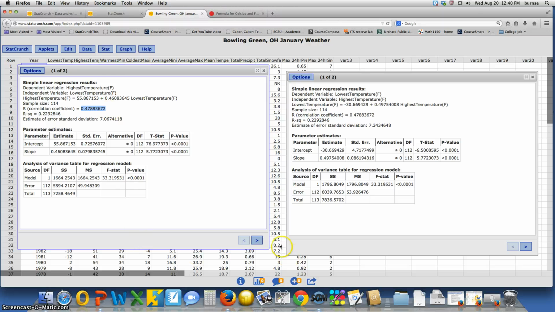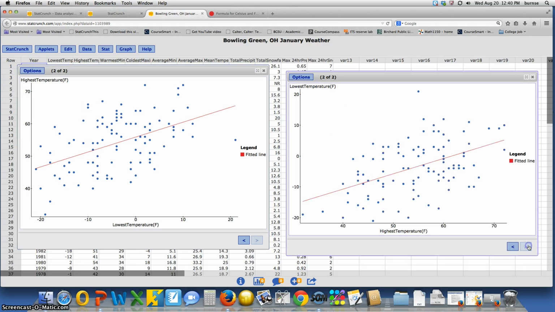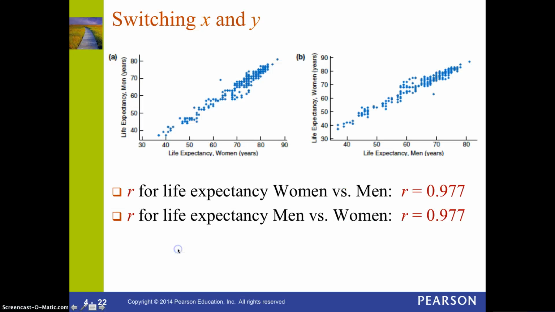Because if you think about what the graphs will look like, here's my 2 graphs. All I kind of did was turn my head sideways. It doesn't matter which is on the X or Y. The relationships of the points to each other will still be the same. So that's why the correlation still has to be the same regardless of which one you call X and which you call Y.